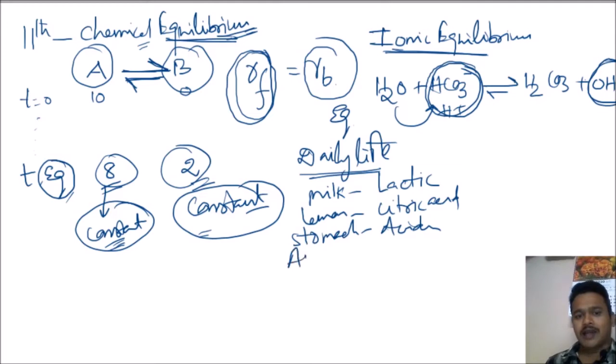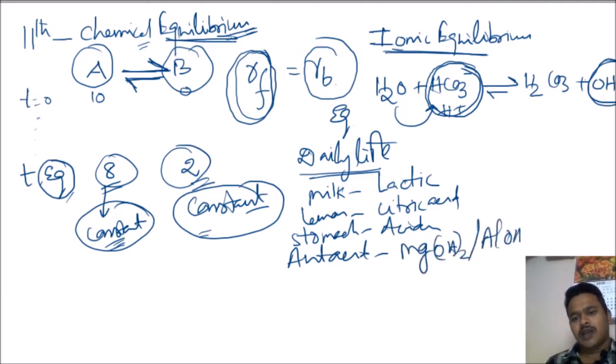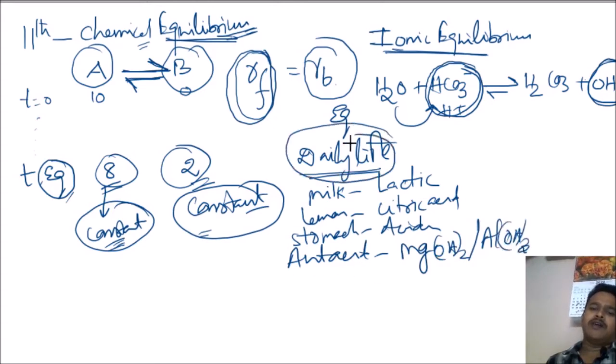And antacid we use for acidity, that is a base, containing Mg(OH)2 and Al(OH)3. These are all in our daily life. In our body also, our life is going with some type of acids. So we have to know what is an acid, what is a base and what are salts before going into ionic equilibrium.